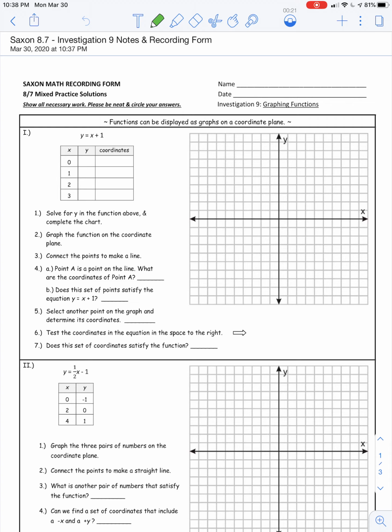Today, we're going to be looking at Investigation 9 in your books. It is on page 616. We are going to be doing something a little bit different today. I want to go through this investigation with you. This was actually kind of a longer investigation. There were 8 different graphs that they go over in the book, but I'm going to cut it in half and go over only 4 with you today.